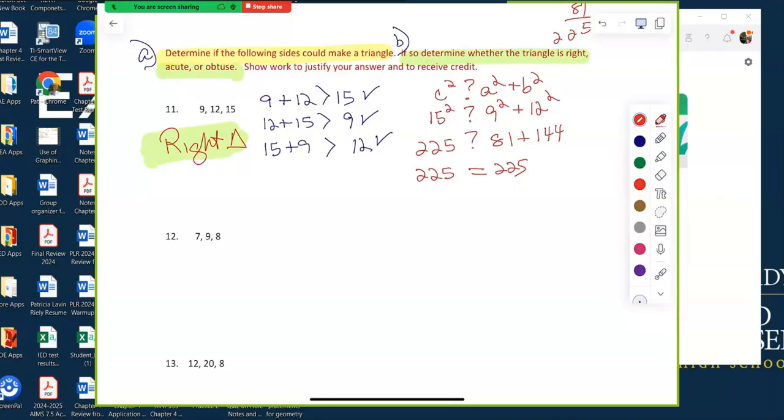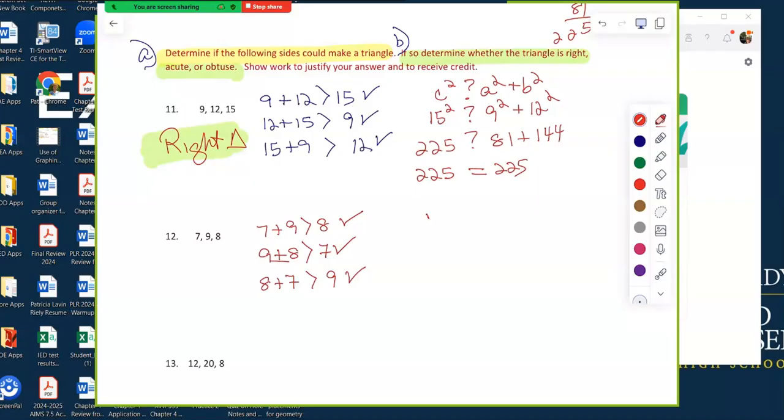Okay, look at the next one. First, you got to determine that these are the numbers that can make a triangle. So take 2 sides, 7 plus 9 has to be greater than 8. Is that true? Yes, 16 is greater than 8. That's good. Then 9 plus 8, another 2 sides, has to be greater than 7. That's 17. That's greater than 7. That works. Then take the 2 that are on the outside. 8 plus 7 has to be greater than 9. 8 plus 7 is 15. So that also works. I have a triangle.